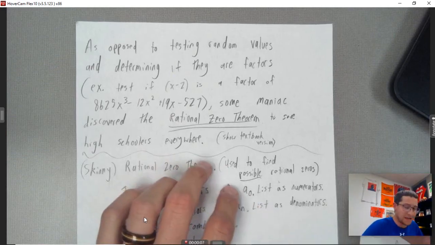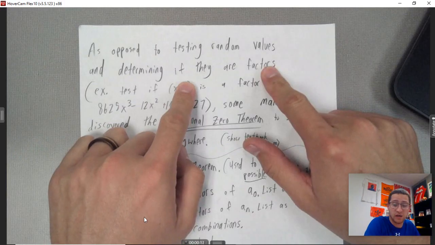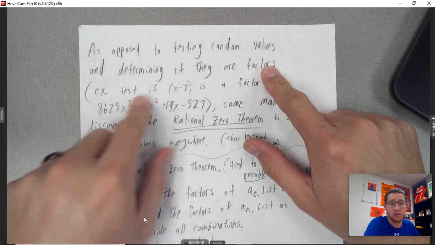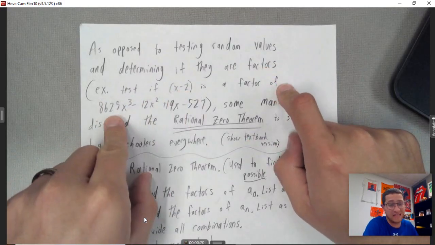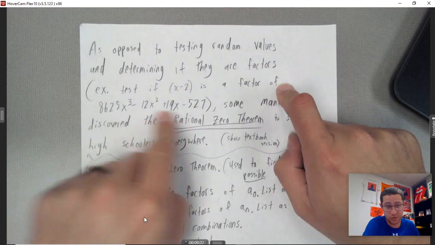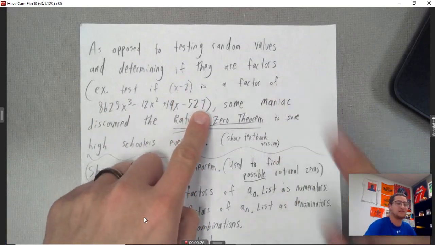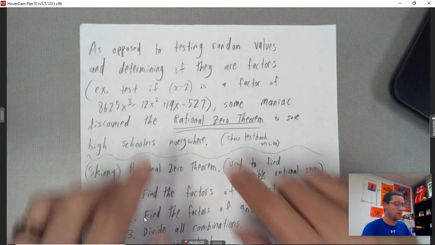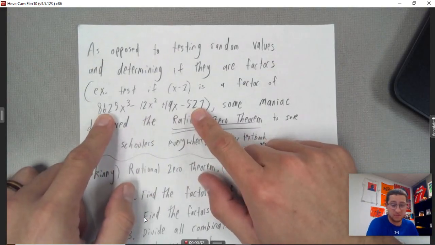All right, so as opposed to testing random values and determining if they are factors, specifically, we're still talking about polynomials. For example, testing if x minus 2 is a factor of that crazy-looking polynomial. Huge numbers, not very fun, and we would be sitting here testing what on earth are my zeros. I basically have an infinite pool to look from.